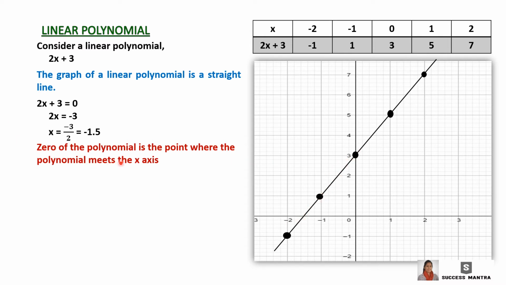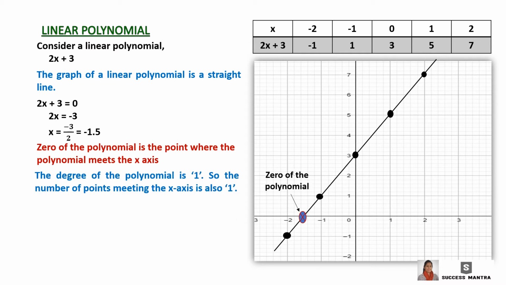That is, the zero of the polynomial is the point where the polynomial meets the x-axis. So it is the point where the straight line cuts the x-axis. This is the point where the line cuts the x-axis, and from that we get the zero of the polynomial is equal to minus 1.5.